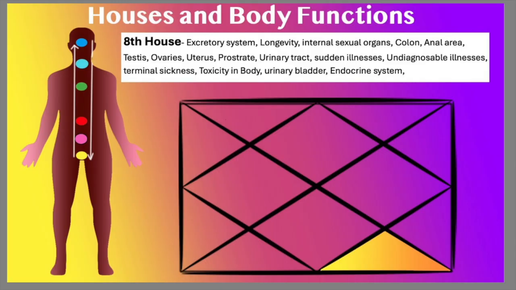The urinary bladder, urinary tract, prostate, all these organs come under the 8th house so far as astrology is concerned. The endocrine system also. Remember, in every case, there are glands scattered from top to bottom in the human body, isn't it? If you know some bit of basic biology. So that's what plays out here.